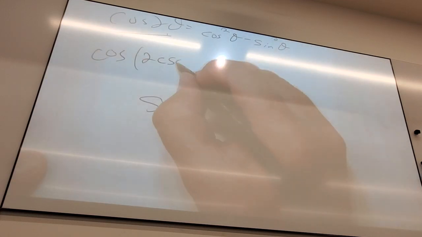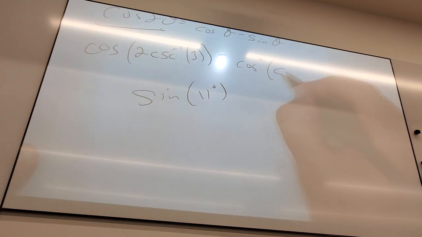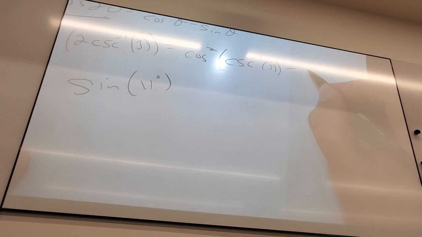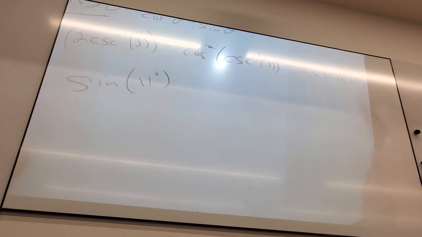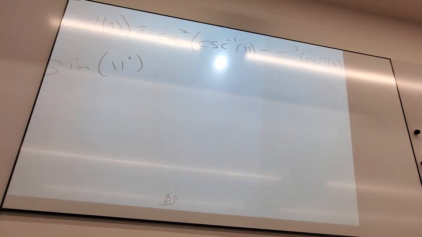So if I have cosine of twice cosecant inverse of 3, that would become cosine squared of cosecant inverse 3 minus sine squared of cosecant inverse 3. And I can do each of these using a little triangle like we did before.